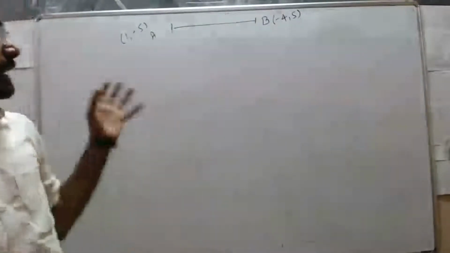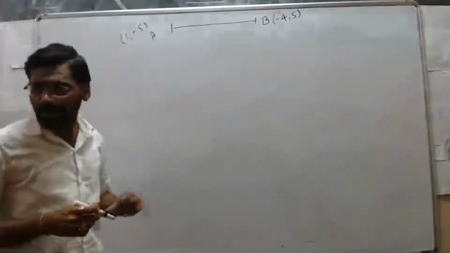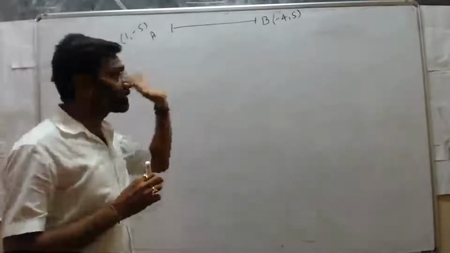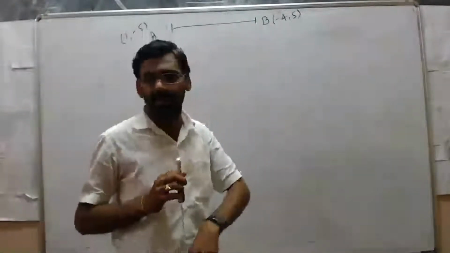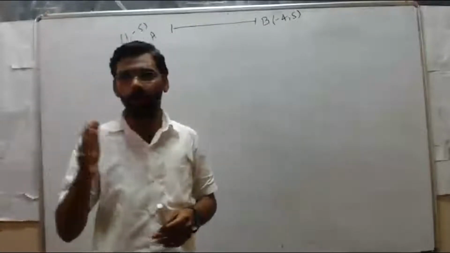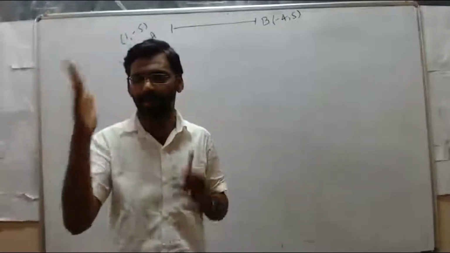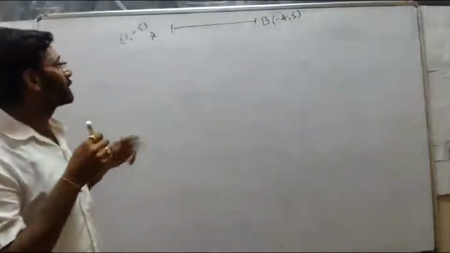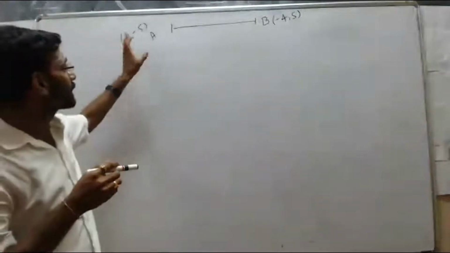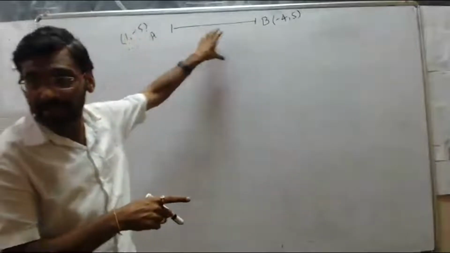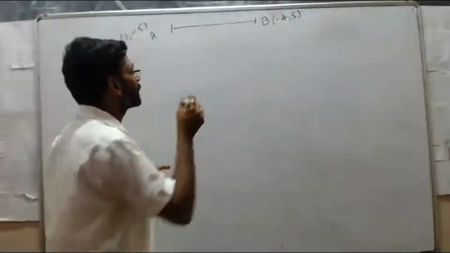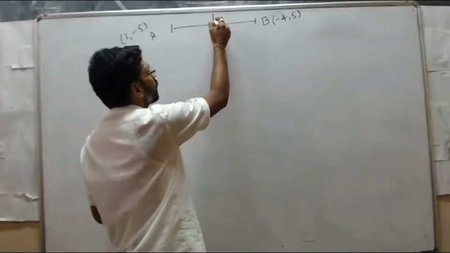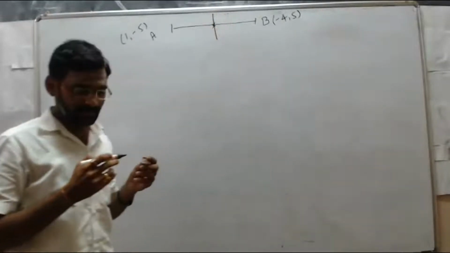One line segment is there. This line segment is divided by the x-axis. X-axis means horizontal, y-axis means vertical. It means x-axis will divide this line segment. Now this x-axis.